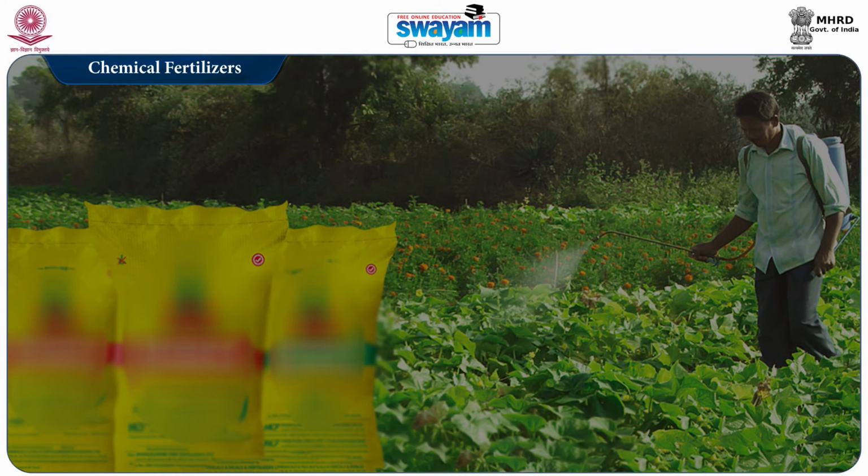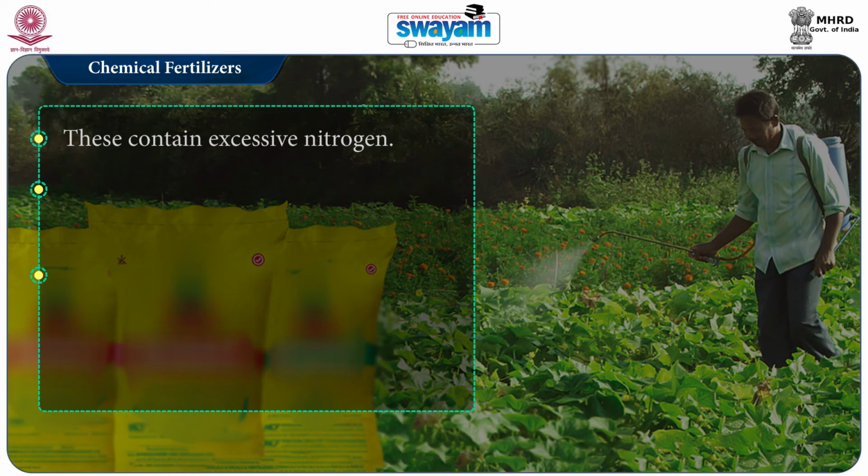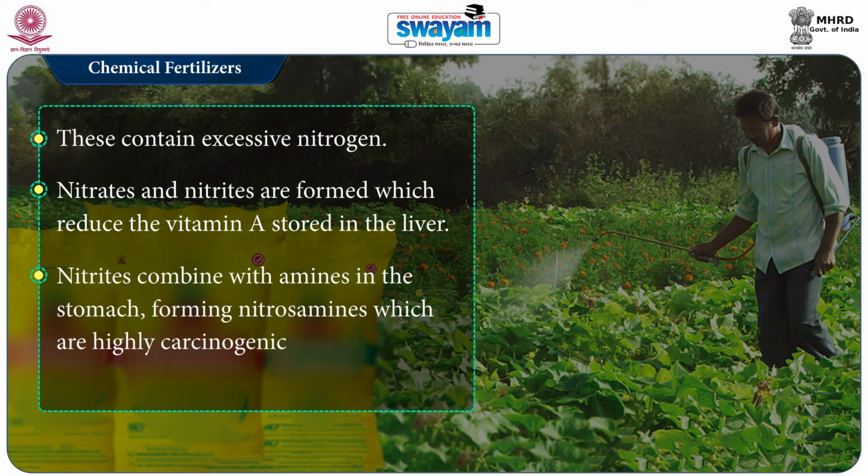Now, coming to chemical fertilizers as antinutrients. These contain excessive nitrogen. Nitrates and nitrites are formed which reduce the vitamin A stored in the liver. Nitrites combine with amines in the stomach, forming nitrosamines, and these are known to be highly carcinogenic.